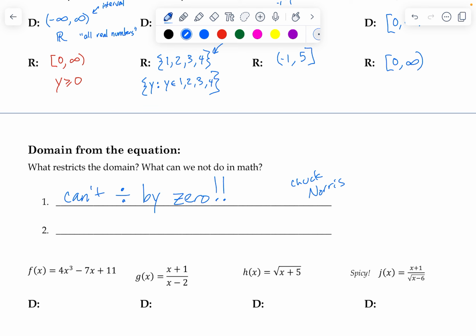So the first thing we do is we can't divide by 0. And the second thing that we can't do is take the square root of a negative.